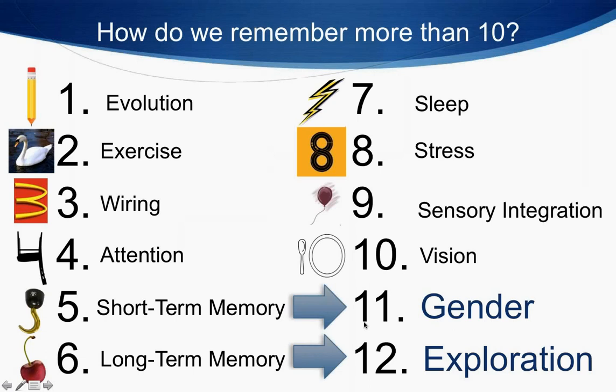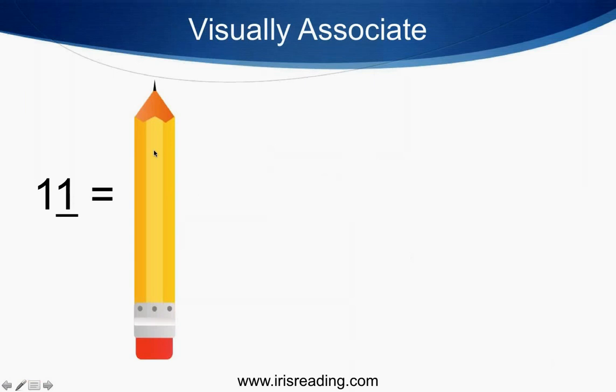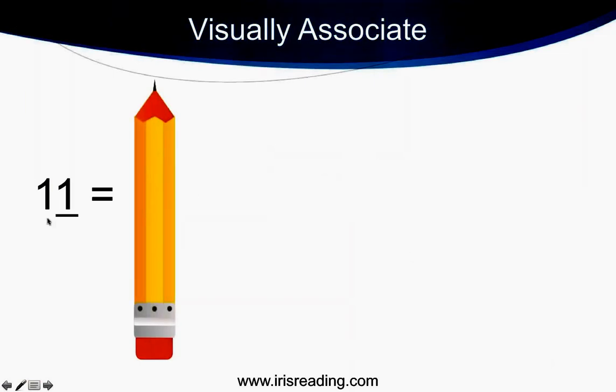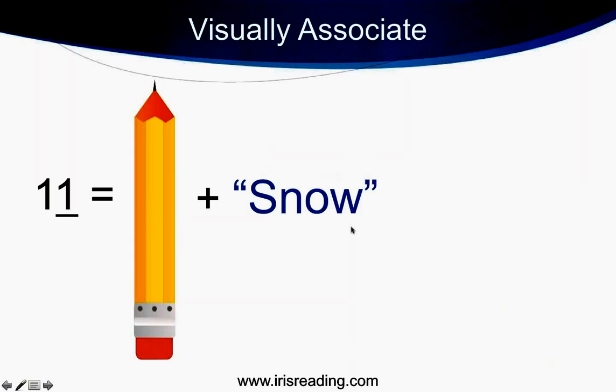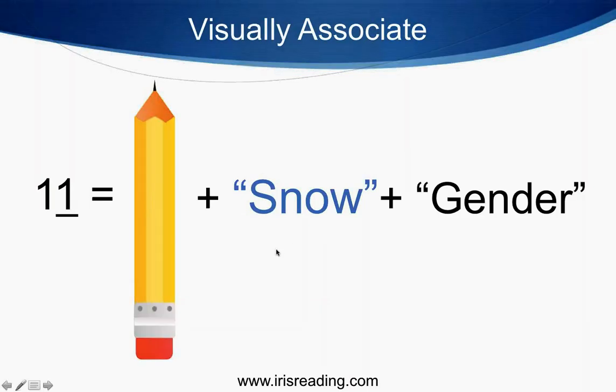Now, in this situation, for 11 and 12, we have gender and we have exploration. So if we were using the theme of snow, let's do a quick recap. You're going to use the pencil because the 1 is in the number 11. You're going to use snow because in this example, we're using snow as our theme. Again, for 11 through 20, you could use whatever visual you want for your theme. We're using snow. And we're going to now try to visualize something associated to gender.